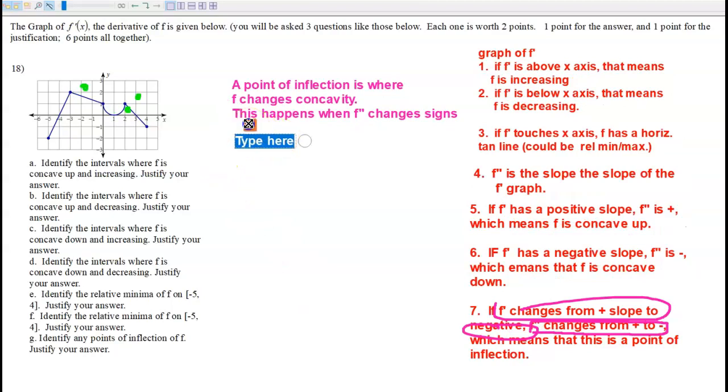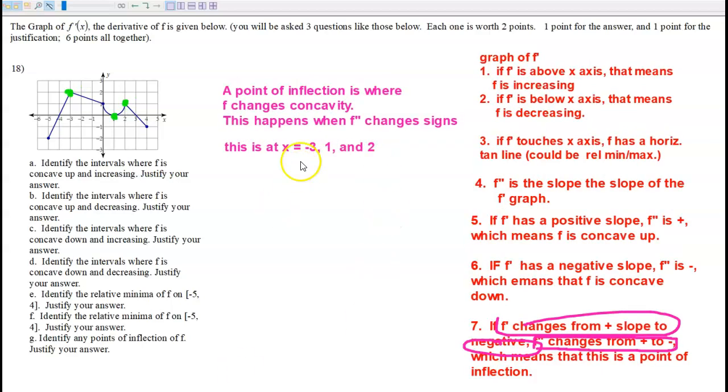And when the slope of f prime changes, that means that f double prime is changing signs, which means that f's concavity is changing. So x equals -3, 1, and 2. So a point of inflection is where f changes concavity. This happens anytime f double prime changes sign. On our graph, that's where the slope of this graph is changing from positive to negative or vice versa, which is these 3 points, -3, 1, and 2.